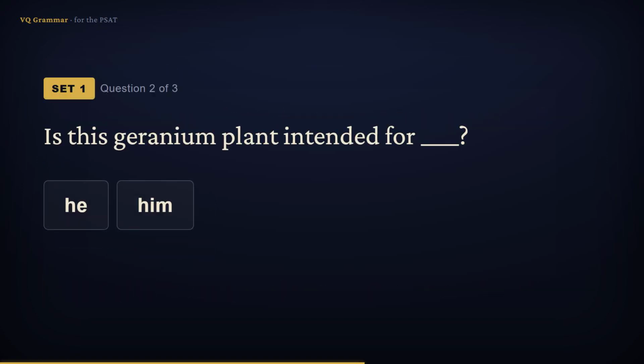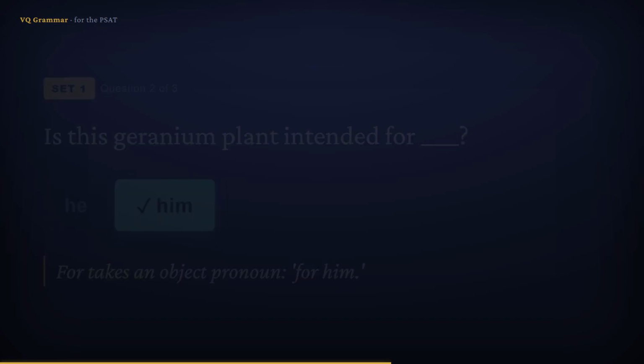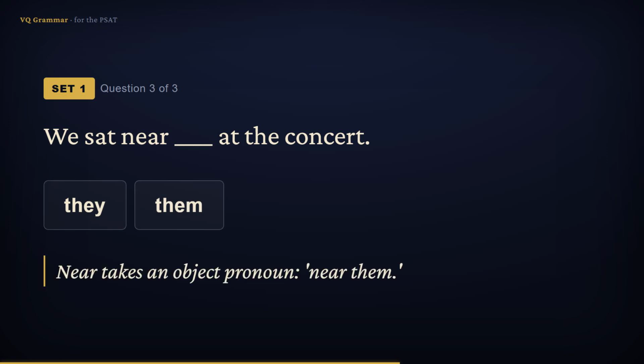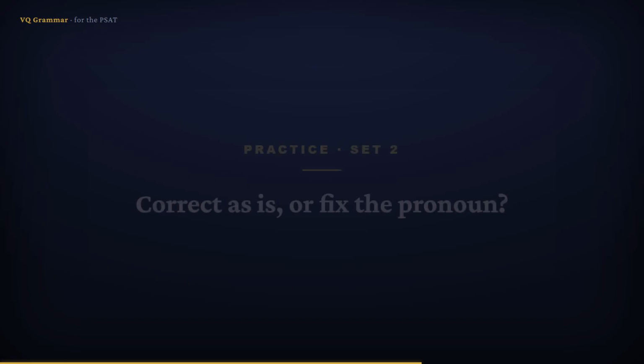Is this geranium plant intended for blank? The preposition for needs an object pronoun. We say for him, never for he. So the answer is him. We sat near blank at the concert. Near is a preposition, so it takes an object pronoun. We say near them, not near they. So the answer is them.